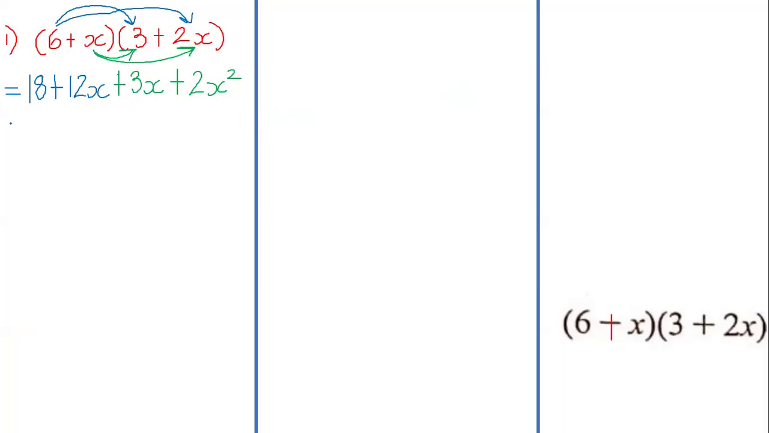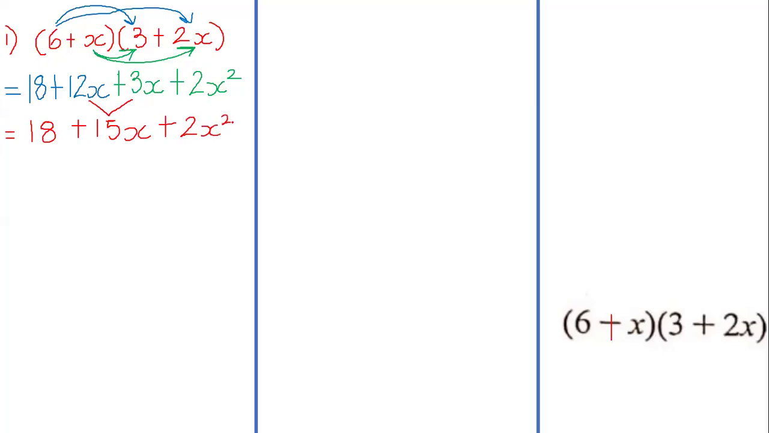This is going to be equal to: we keep the 18. The 12x and the 3x becomes what? 15x. Plus what? 2x squared.